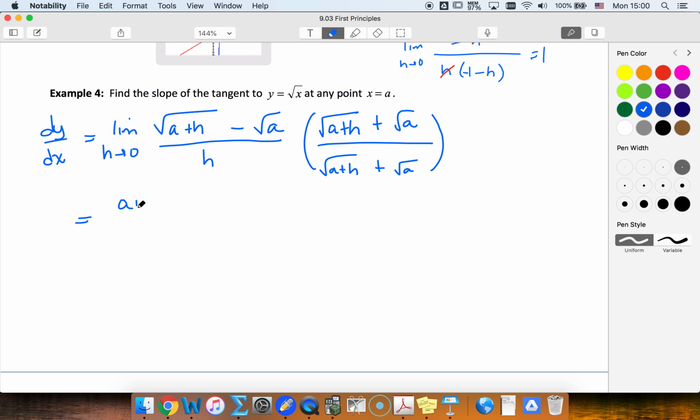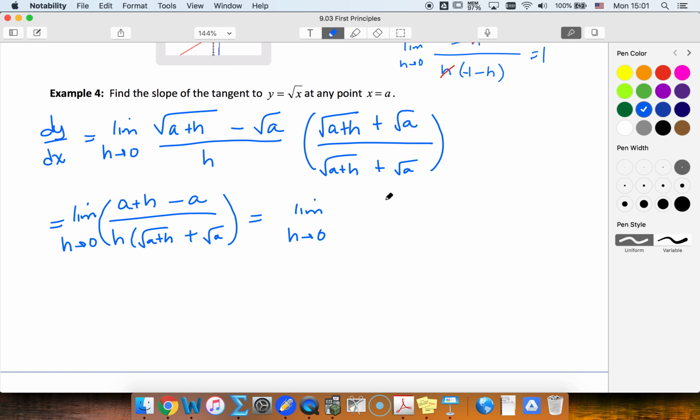That's going to leave me with a plus h, and then minus a, which is great, over h, times root a plus h plus root a. Still haven't evaluated my limit. As you can tell, this is something that's hard for me to remember to write every time. All right. So my a's are going to cancel, my h's are going to cancel. I'm going to end up with the limit as h goes to 0 of 1 over root a plus h plus root a, which gives me, once I evaluate, 1 over 2 root a.